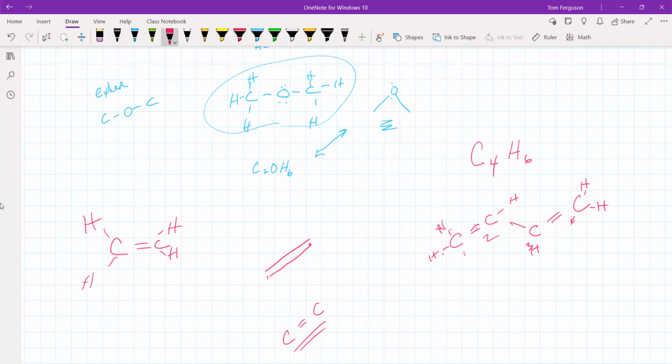Okay, so what would the line drawing look like for this thing? We have a 4-carbon backbone. We have to have a line drawing representing 4 carbons. So 1, 2, 3, 4. The first 2 have a double bond, and the last 2 have a double bond. That would be the line drawing for that.